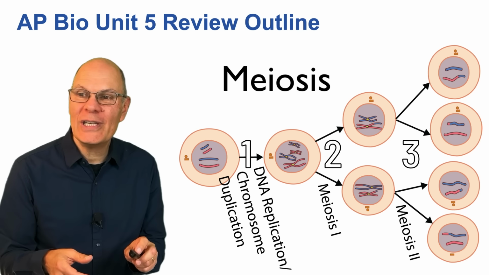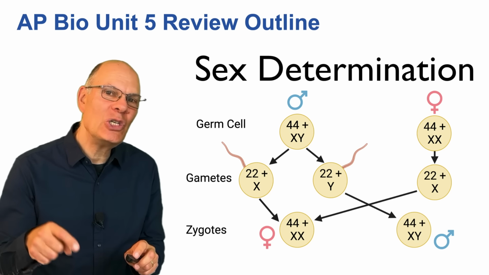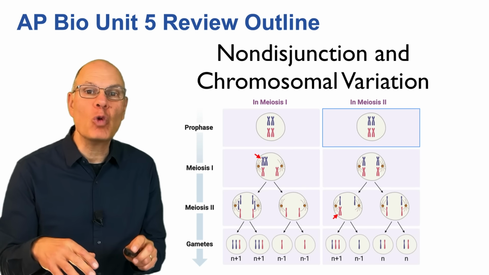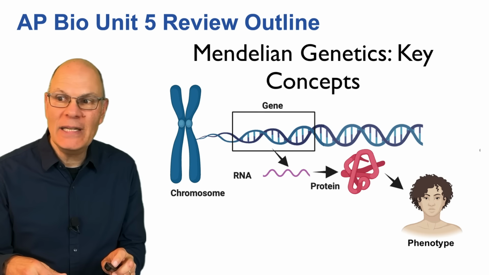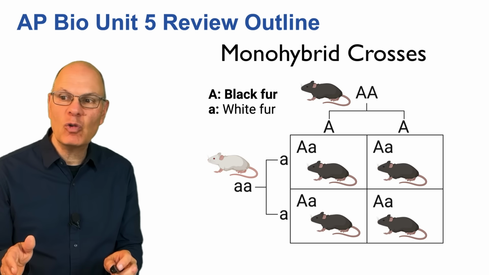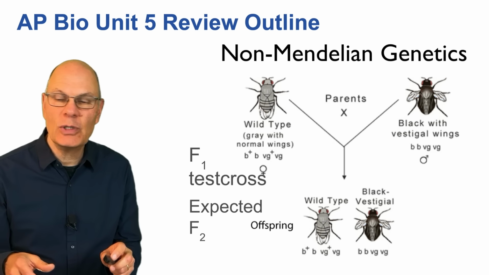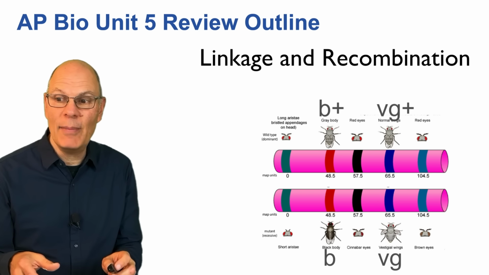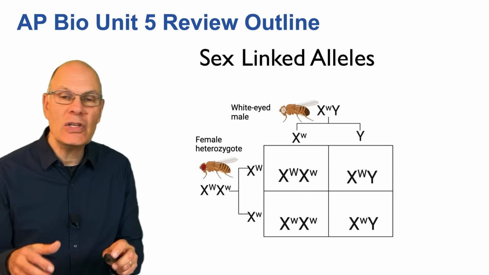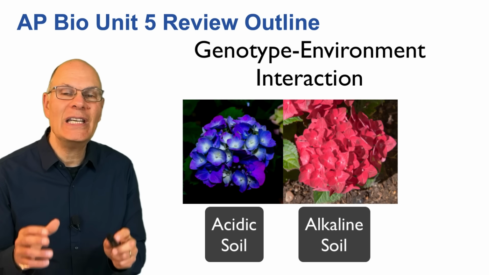We're going to start with meiosis. That'll lead us to sex determination. And that'll lead us to an investigation of what can go wrong in meiosis. Then Mendelian genetics. We'll start with key concepts. We'll look at monohybrid crosses and dihybrid crosses. Then non-Mendelian genetics, which includes linkage and recombination, sex-linked alleles, non-nuclear inheritance, and genotype-environment interaction.